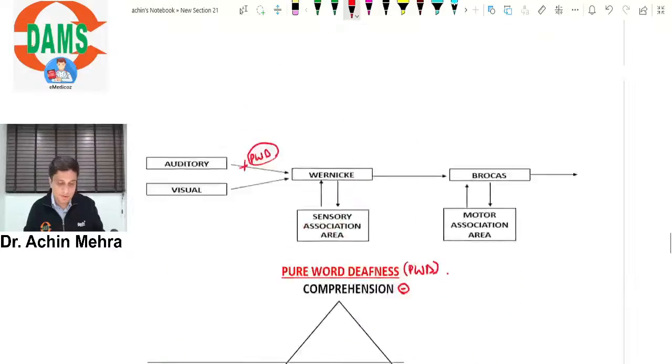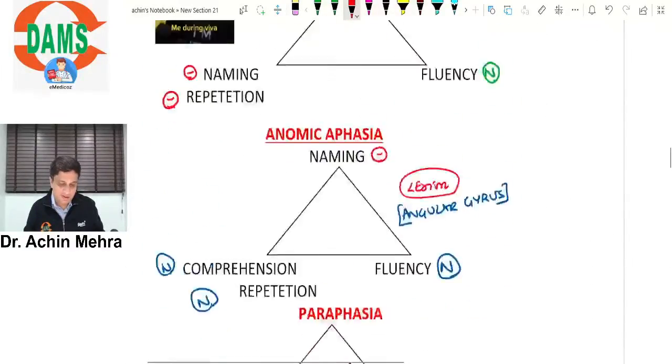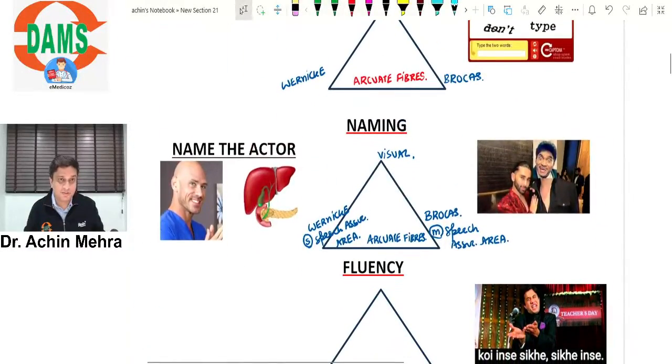So the highlight of today's lecture, maybe the chief guest, was none other than the great personality that we met recently in an ad. Another crossover he had with DAMS today.